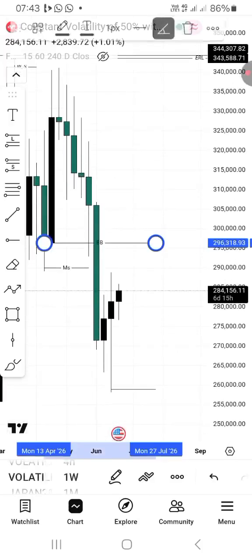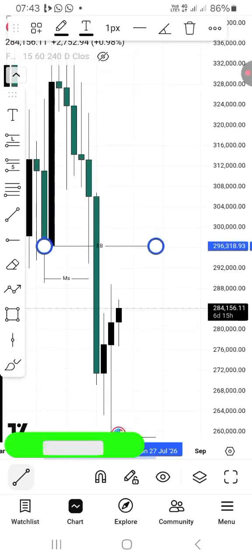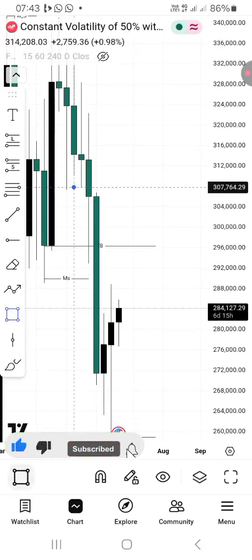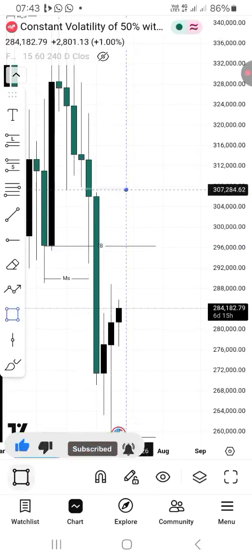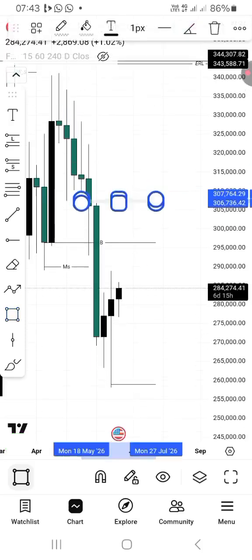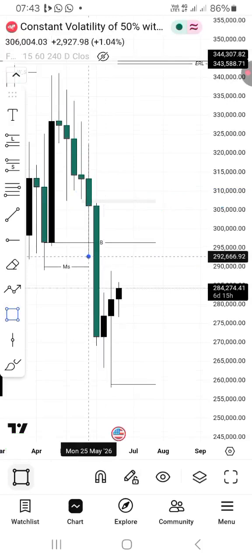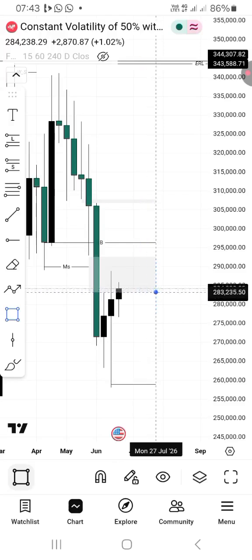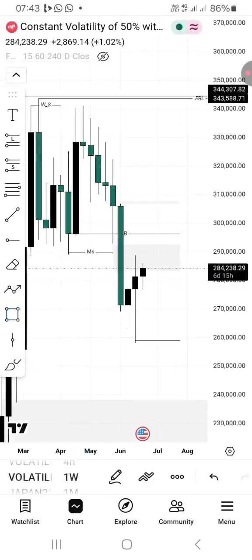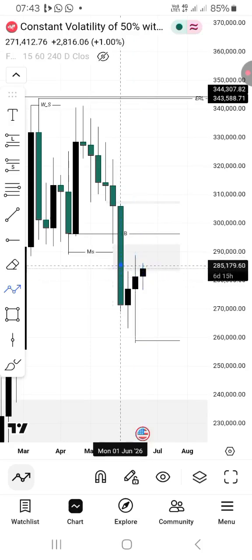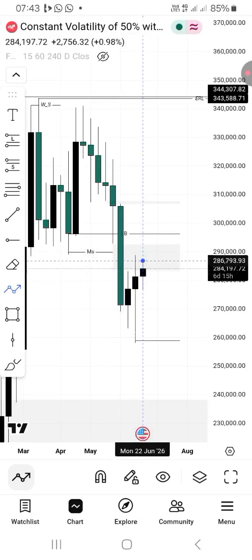And if you look closely, there's a fair value gap there, meaning that breaker block really has a fair value gap here. There's a minor fair value gap there. There's a gap there, and there's a gap here. So now price is currently reacting from this fair value gap, as you can see.